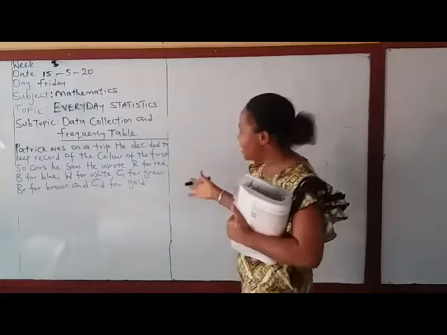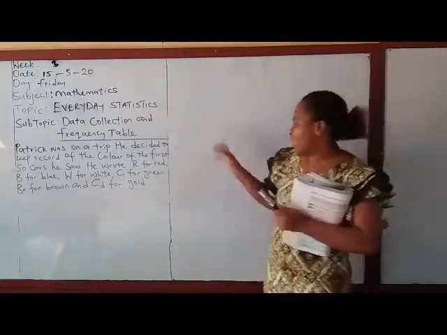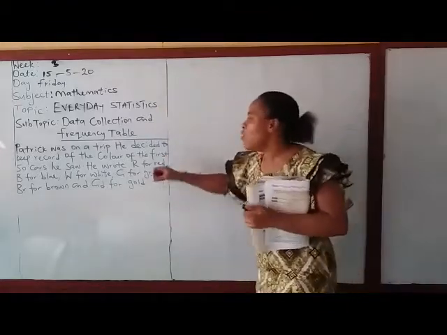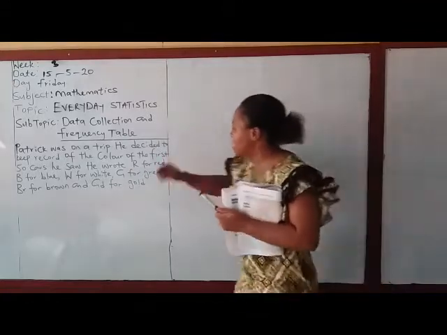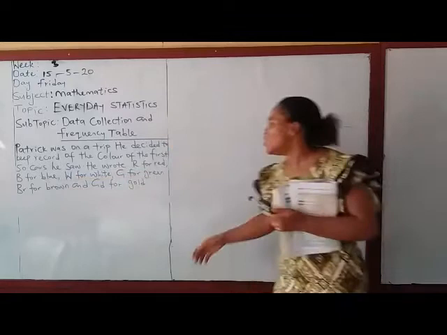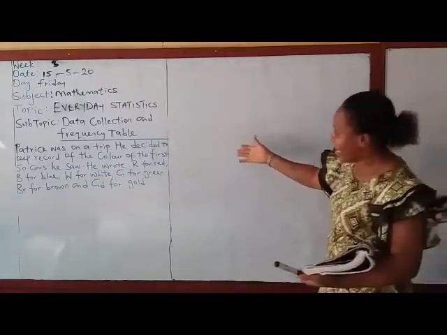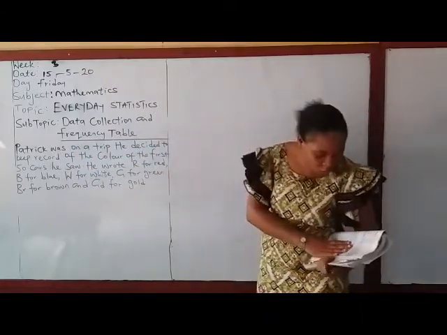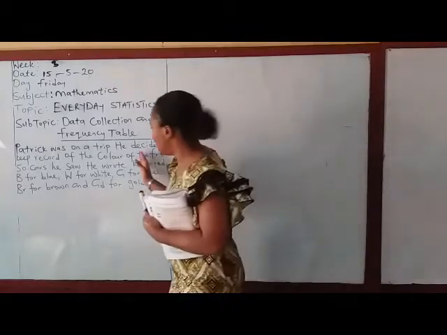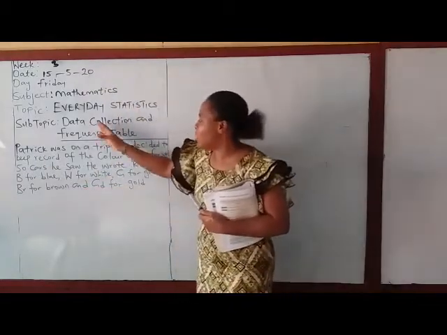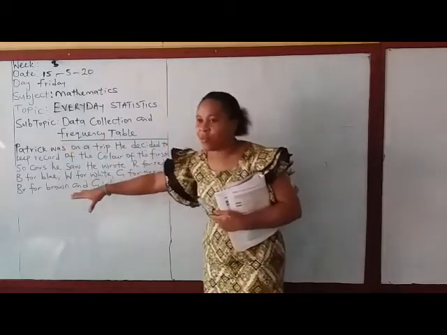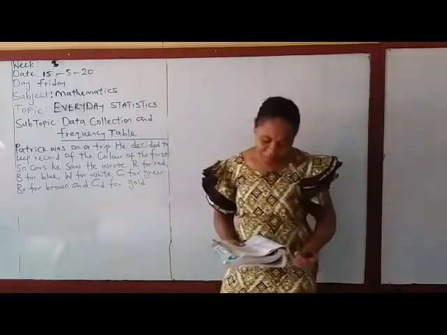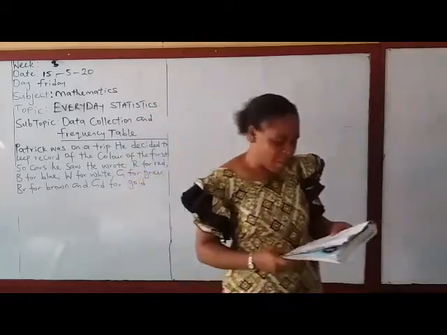So he wrote R. That means if he sees a red car, he will mark something in R. If he sees a blue car, he will mark something in blue. If he sees a white car, he will mark W. So facts like this, that we wrote down here about Mr. Patrick, is what is called what? Data. So when you hear of data collection, this is what we mean by data. Different colors of cars. It's called what? Data.